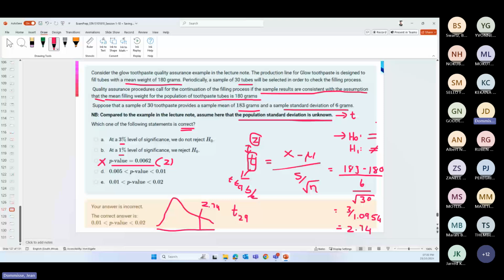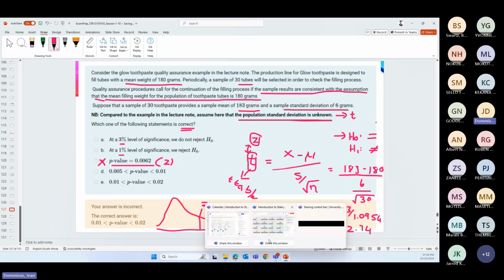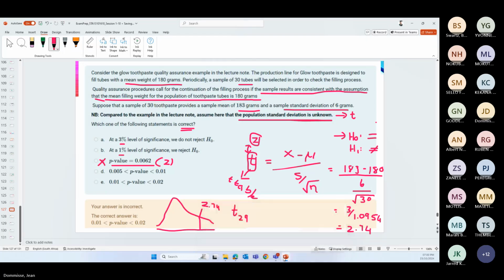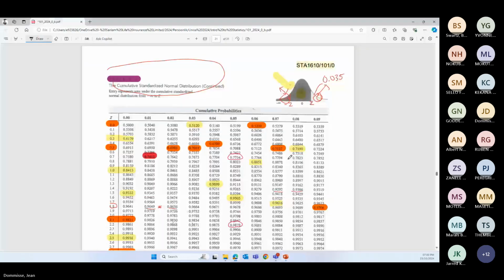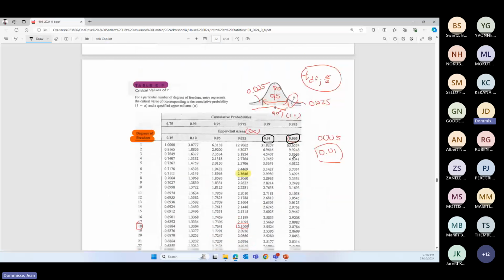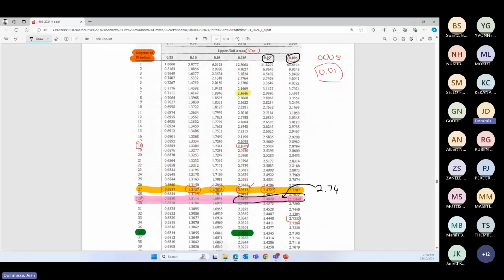Okay, so then let's look at the 3% level of significance. We do not reject the null hypothesis. If I look at where that is lying again, it is lying between those two numbers. So 0,03 is somewhere here.